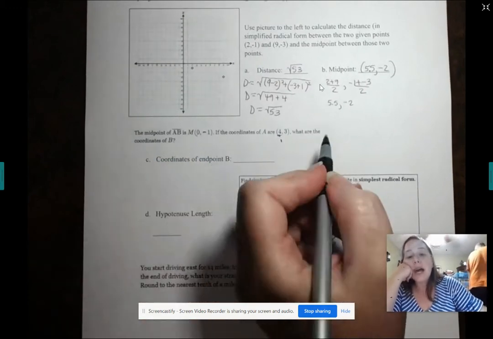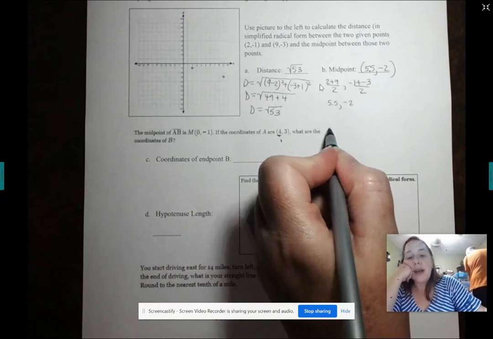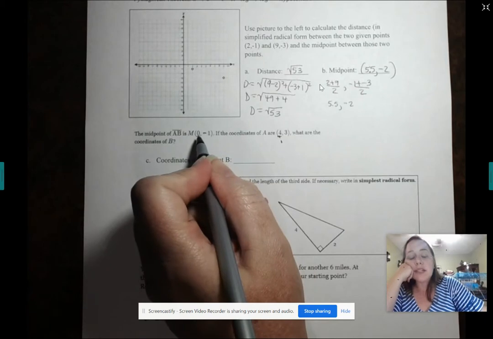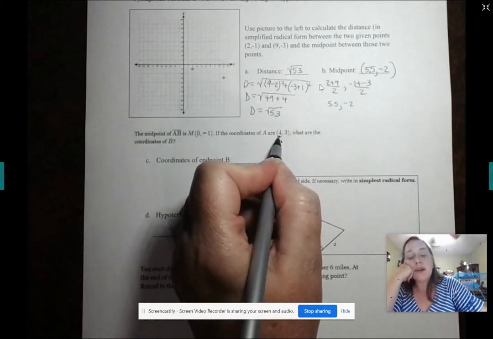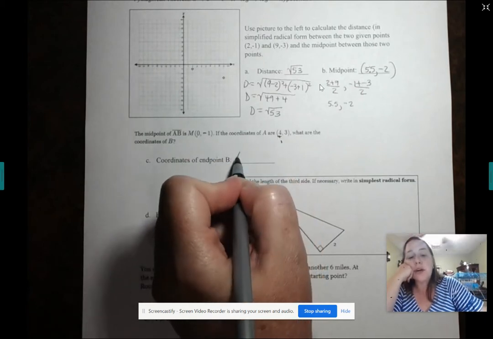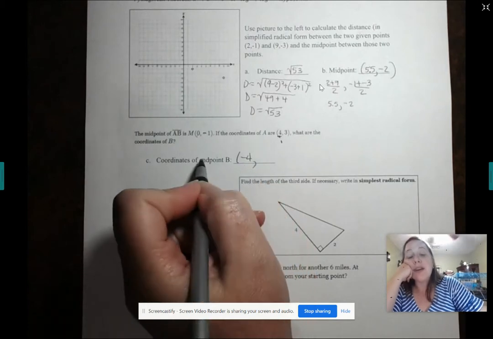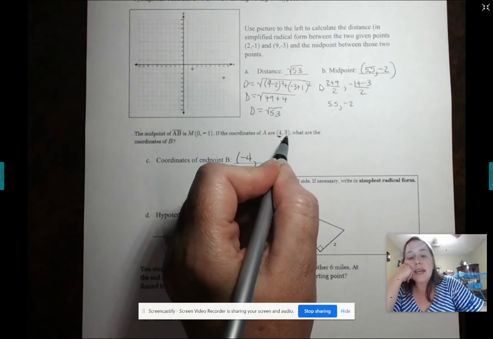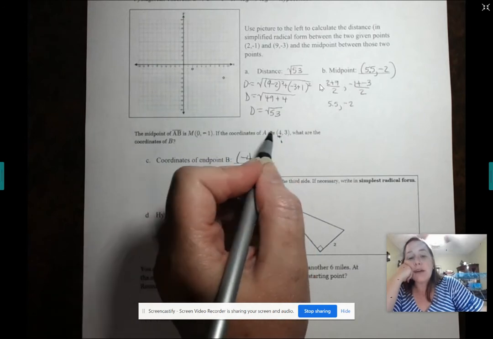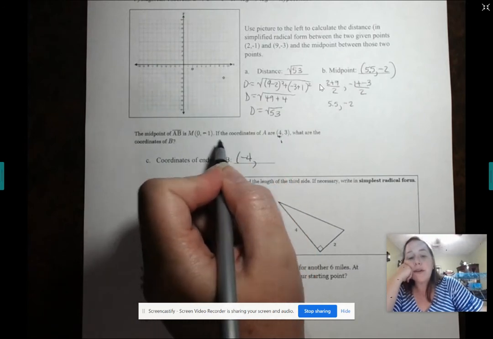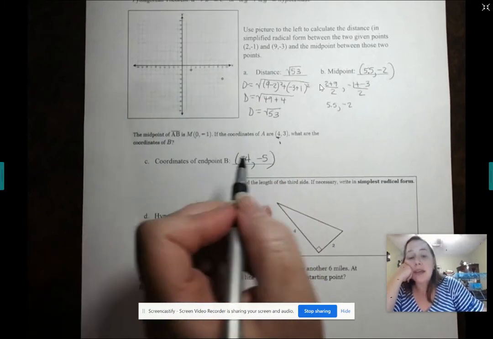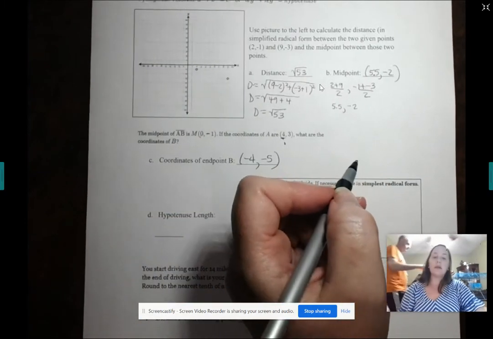Okay, so you could do it either way. I'm going to just say that we're smart enough to know that 0 to 4 is going forwards by 4. So I'm going to go backwards from 0. The other endpoint would start at -4. -1 to 3 is an adding of 4, so I'm going to take away 4 from -1, and that would be -5. And that would be the other endpoint.